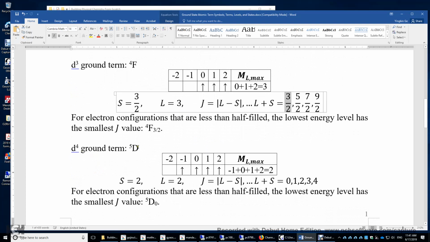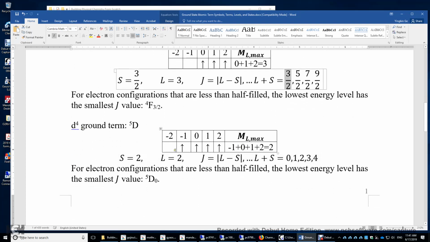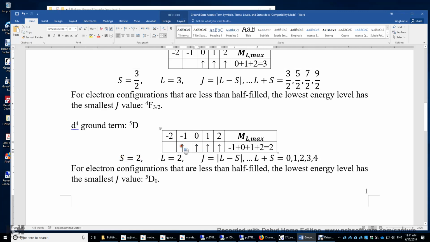How about the d4 ground term? It's 5d. Again, we need to maximize m sub s. We need to maximize the sum of m sub s in order to get the ground state atomic term. And when you do that, you have 4 alpha electrons, therefore S equals 2, because the maximum value of the sum of these 4 electrons is 2. How about L? Again, you sum it up. These 4 numbers, you get 2, therefore L equals 2.